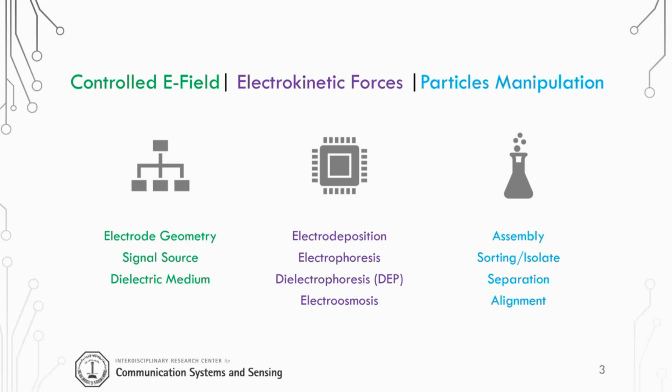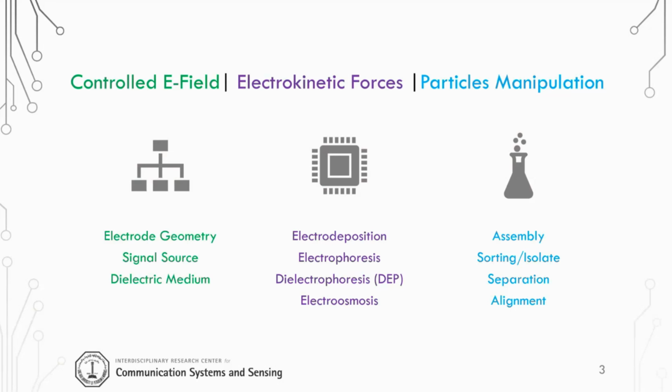Okay, so the last term in the title is particle manipulation. What is particle manipulation? Manipulate means that you have a particle or, let us say, a molecule, and then you do some kind of manipulation. For example, assembly, where you move them from one place to another place. You can do some kind of sorting, isolation. Also, you can do separation. Let's say you have two types of bacteria or two types of blood cells mixed together. How can you separate them? Only by applying an electric field.